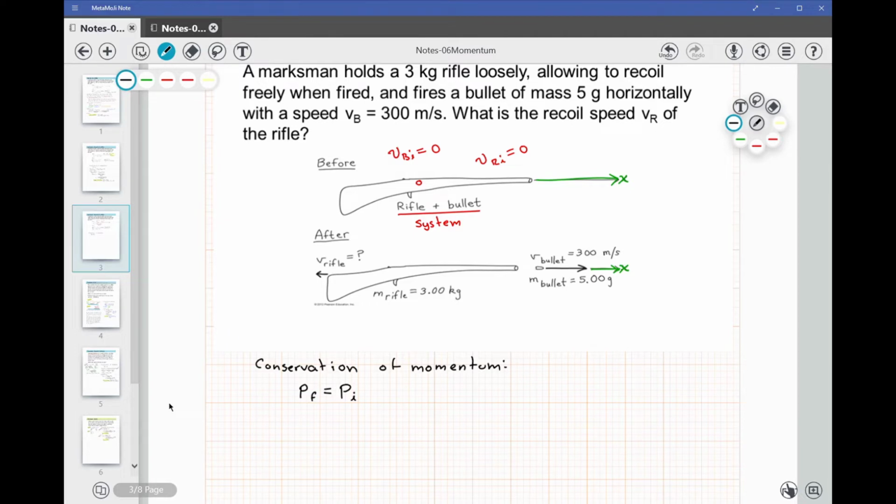We should have the momentum of the bullet moving to the right, so we have the mass and velocity of the bullet at the final time, and the second object of the system is the rifle, so we should have the mass of the rifle times the velocity of the rifle at the final time. This is the final momentum of the system.